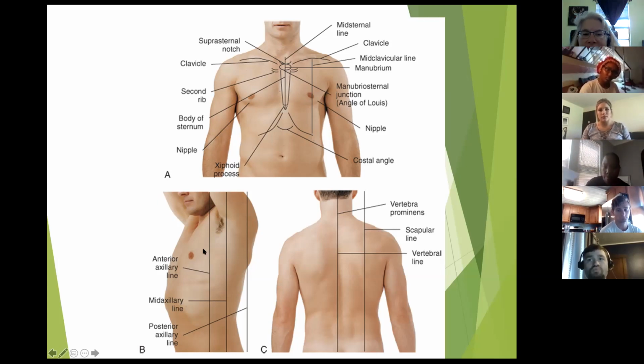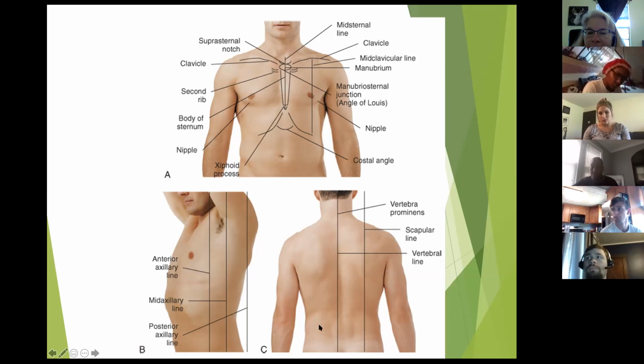If you look at the side of the body, look at them from a side view, you've got your mid-axillary line, which is right down the middle there. And then when you look at the back, you've got your vertebral line, which is down your spine. And then you've got your scapula, which are over here and over here. And then you've got a scapular line. So basically what it does is it kind of divides the chest and the back into sections.